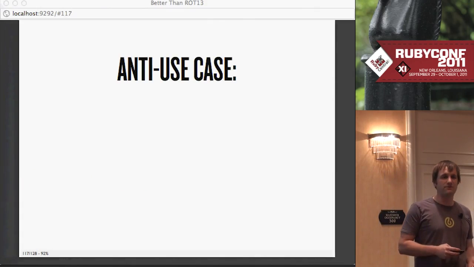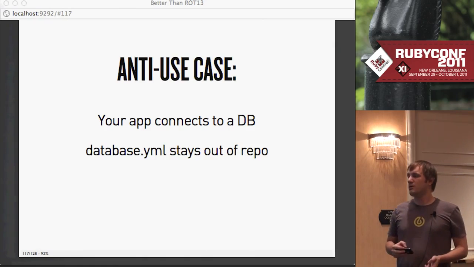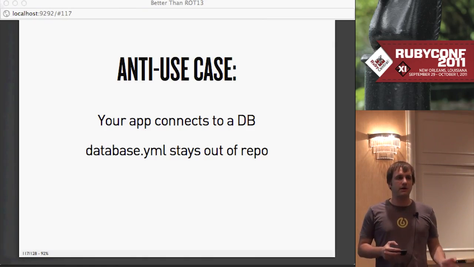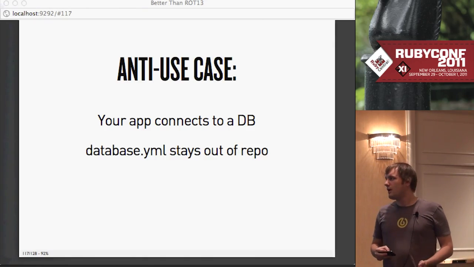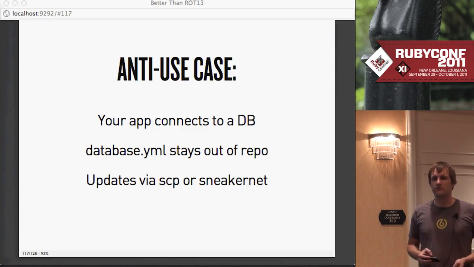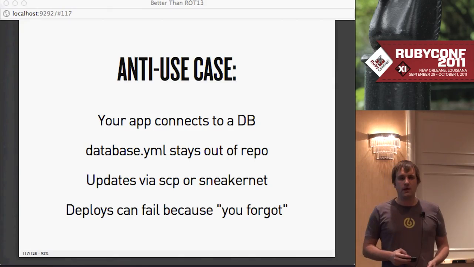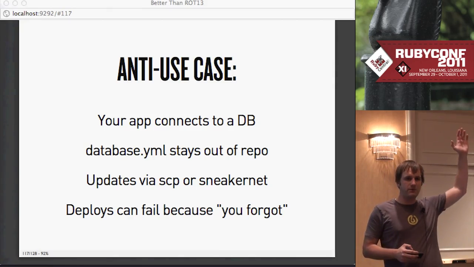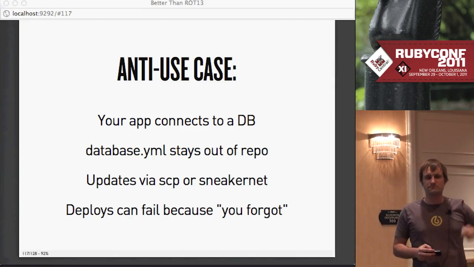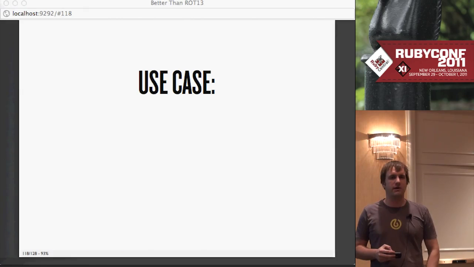So the anti-use case for idkfa is, okay, your app connects to a database. Big surprise. So that means you've got to keep the database.yaml file out of the code repository, right? So you have to send out updates to that file via SCP or SneakerNet, and then boom, your deploy fails because you forgot to update the server. How many times has that happened to anyone before? Yeah. I'm just going to assume that none of you other people actually write Rails apps.